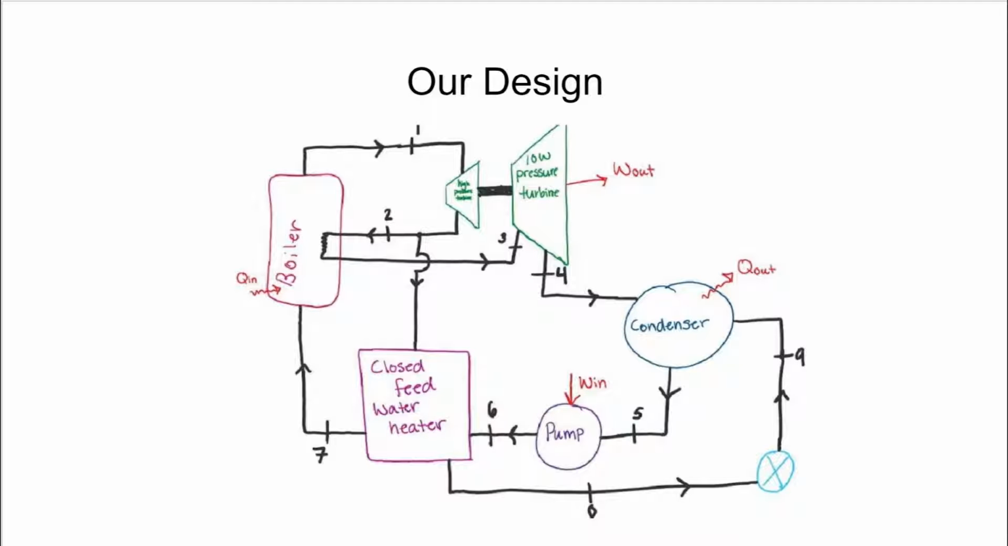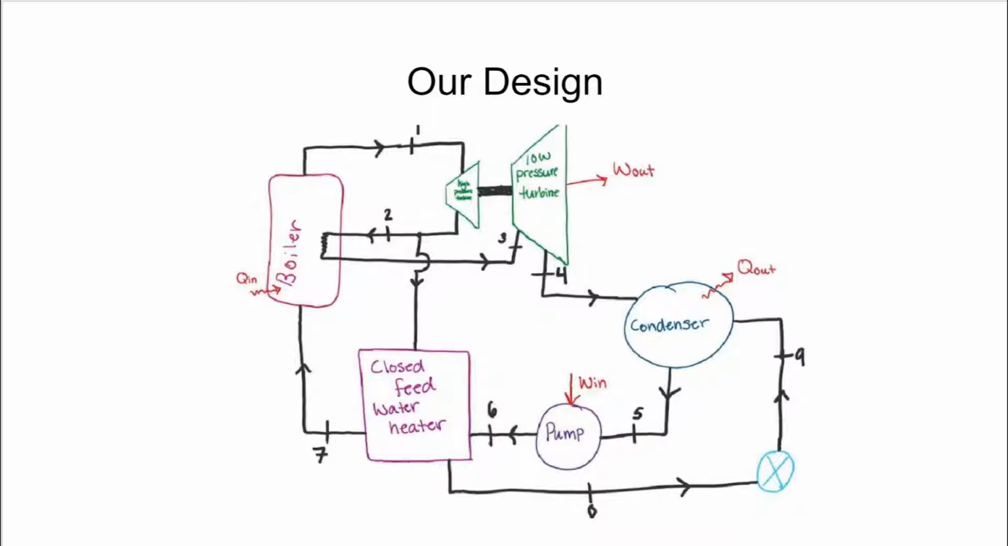So this slide has our design on it, and as you can see, it's labeled with states and the flow and how our project works pretty much. So our Rankine power plant includes a boiler, 2 turbines of high and low pressure, a condenser, a pump, a closed-feed water heater, and a throttling valve.